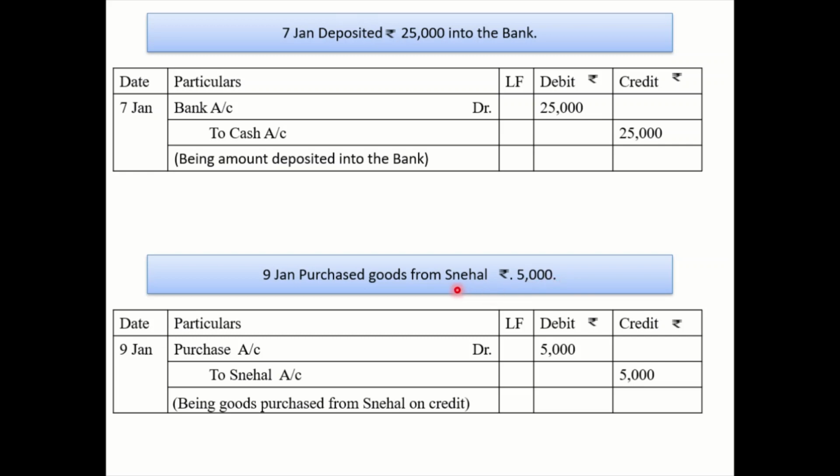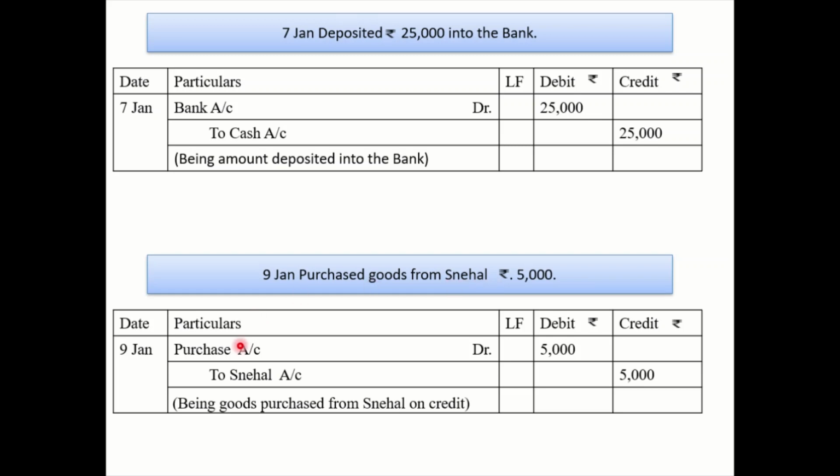Now third, on 9th January purchase goods from Snehal rupees 5,000. Here a person's name is mentioned. When a person's name is mentioned, that transaction we assume as a credit transaction. Which two accounts are involved in this transaction? Purchase account and Snehal account, because the name of the person is mentioned. It is not mentioned as cash purchase, that's why we assume that this transaction is on credit basis. When we record a credit basis transaction, we have to mention the name of that person.